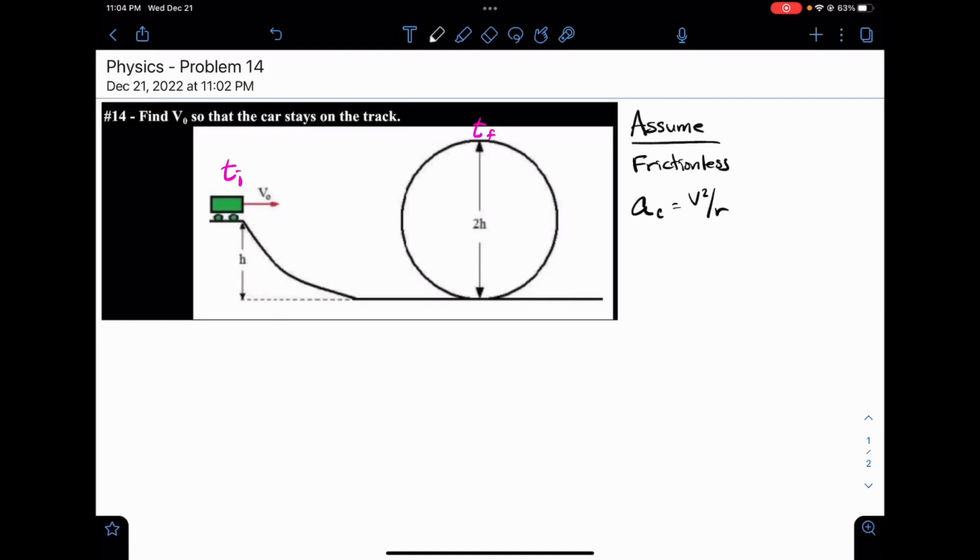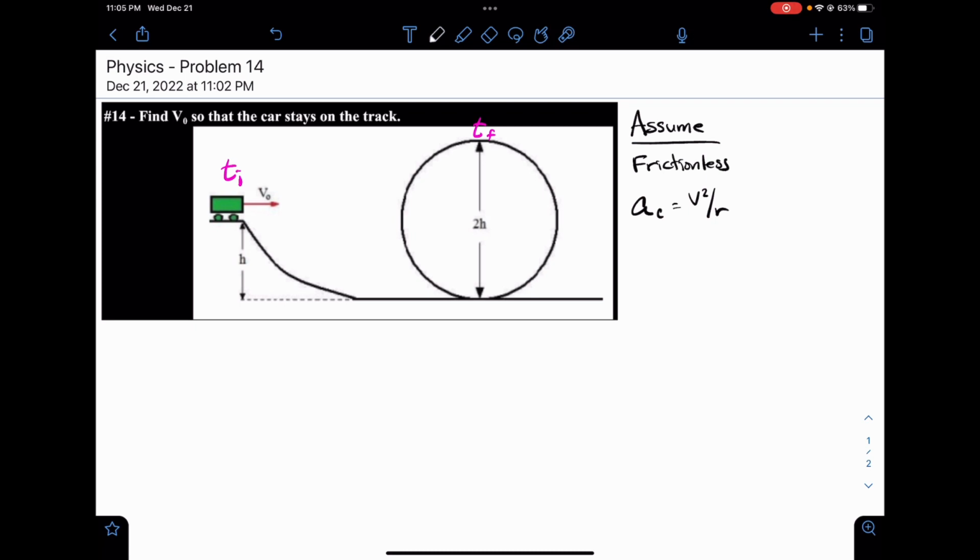Problem 14 is a really common problem. It's asking you how fast this car needs to be going initially to, when it reaches the top of the ramp, basically perfectly just stay on the track. It's not pushing up or falling down from that moment. It'll just continue to loop perfectly.